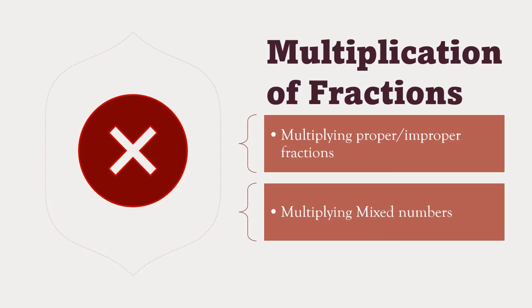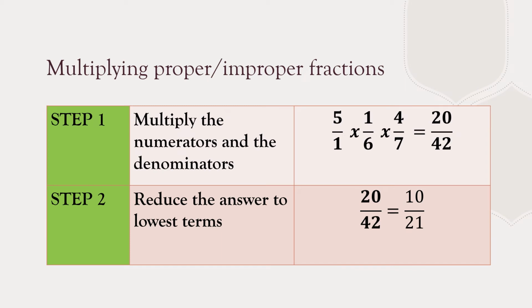Let us now proceed to the third fundamental operation in fractions, which is multiplication. So we will learn here multiplying proper and improper fractions, and of course multiplying mixed numbers. Multiplying proper and improper fractions. Step 1 is to multiply the numerators and the denominators. We have here an example: 5/1 times 1/6 times 4/7.